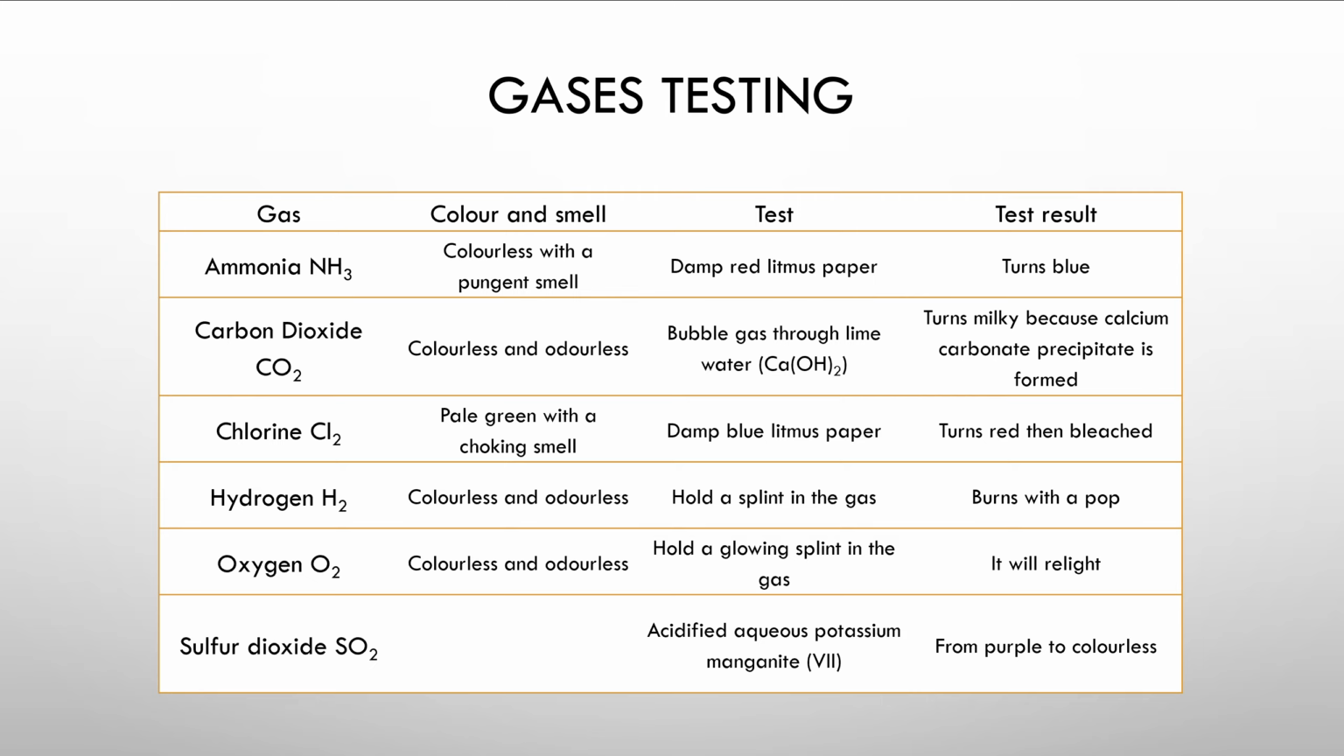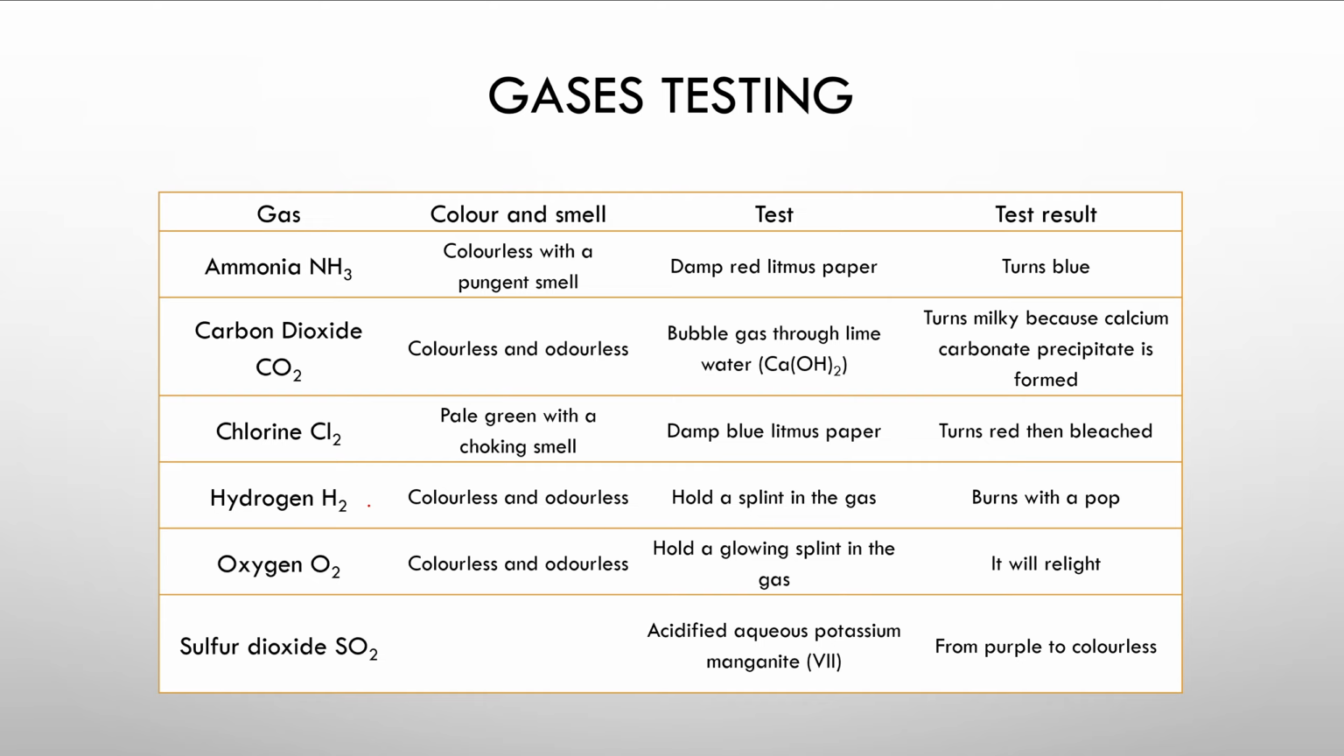For gases, of course, I know everyone is familiar with the tests, but let us recap them quickly. Ammonia is the only basic gas in our lives, and it is tested by damp red litmus, it will turn blue. Carbon dioxide, most common test since we are in primary, is passed in lime water, which is calcium hydroxide, and it will turn milky. Chlorine is a bleach, so it bleaches the damp blue litmus after it turns red.